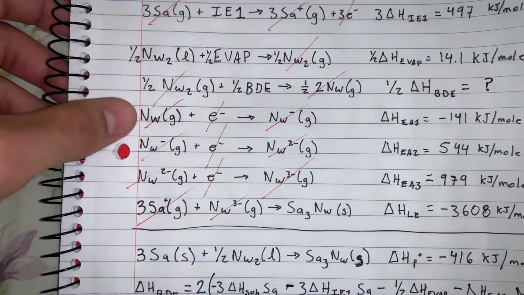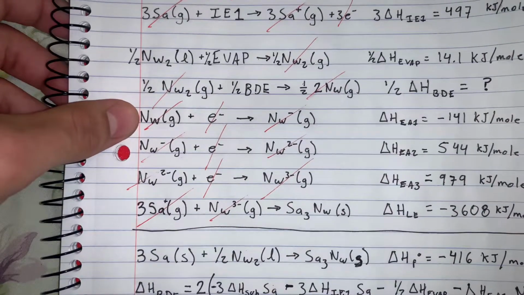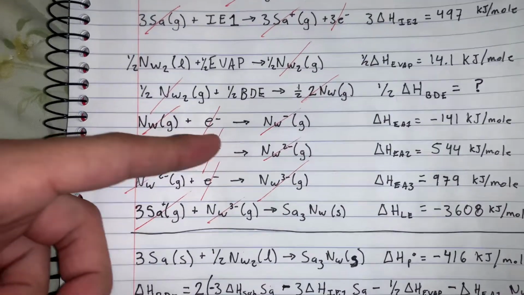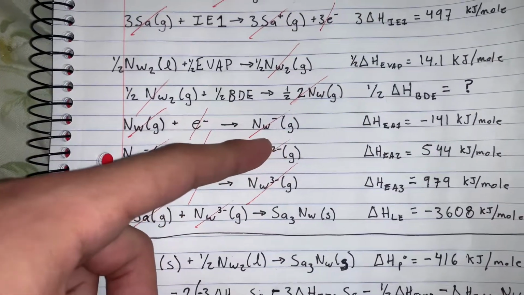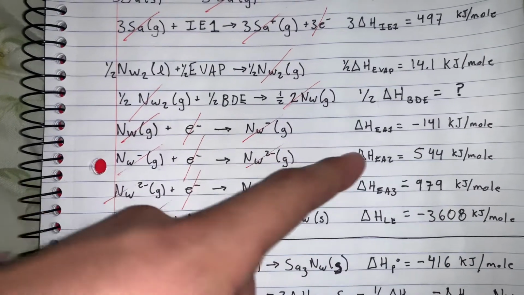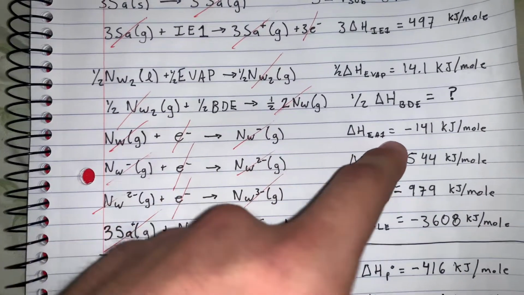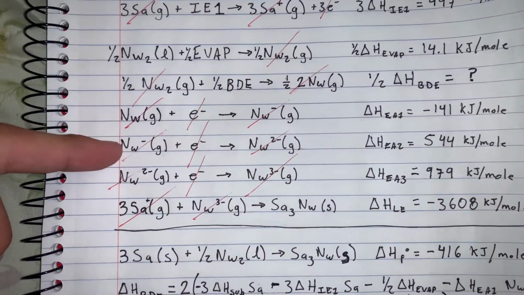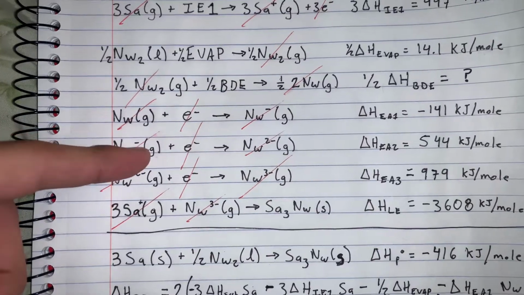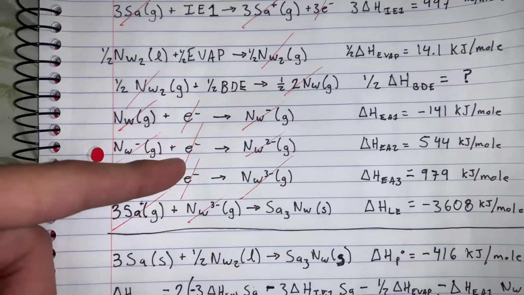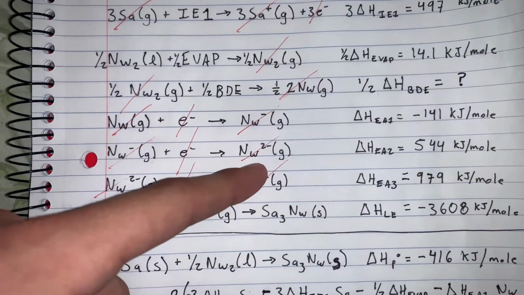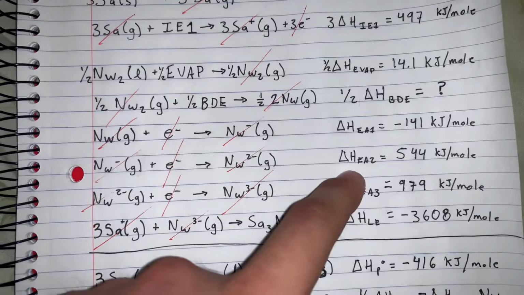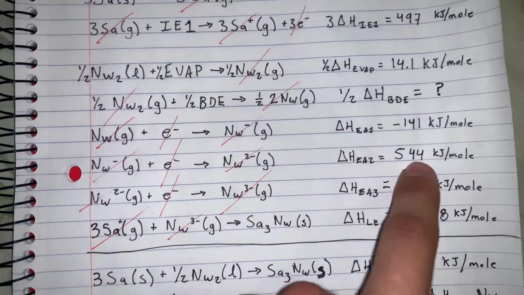Now that I have my NW gas alone, I'm going to add the first electron affinity, and I have NW negative gas. So the first electron affinity energy is this. Then now that I have my NW negative gas, I'm going to add the second electron affinity. So I have my NW negative 2 gas, and this is the second electron affinity energy.